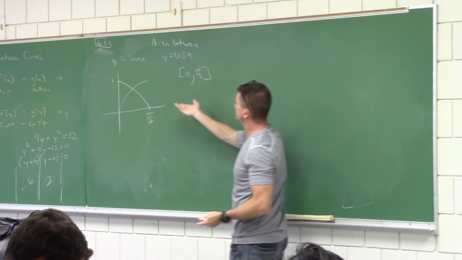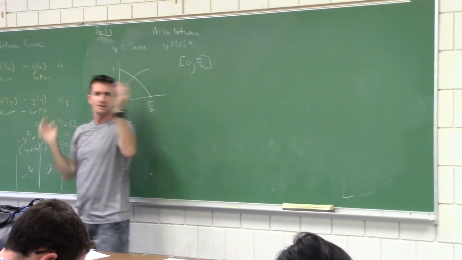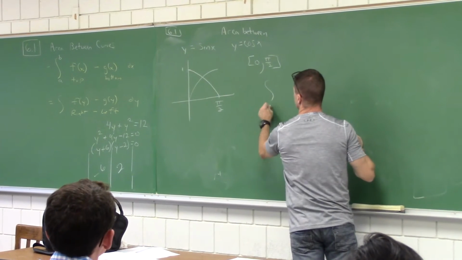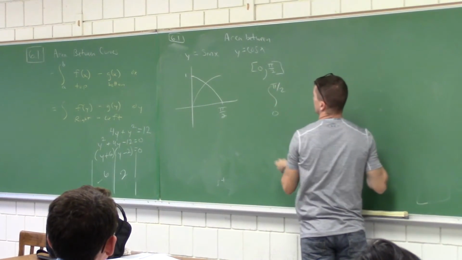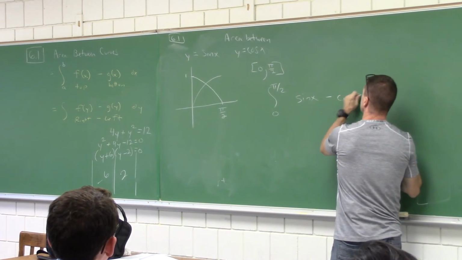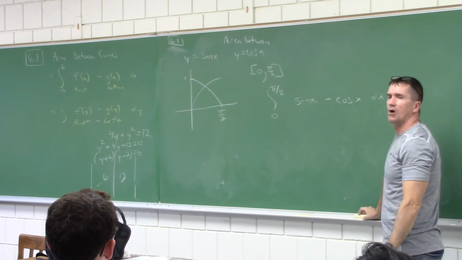I'm looking at this. I see sine and cosine. We've been told this is the formula. So I want to know, will this work? Can I just go like this? Look, 0 to pi over 2. The top, sine. The bottom, cosine. Will that work? Something's wrong, isn't it?